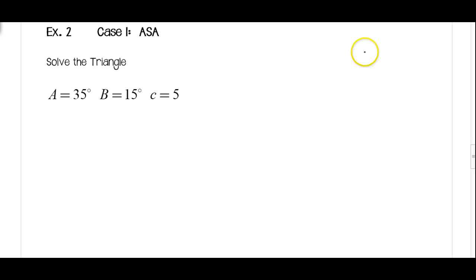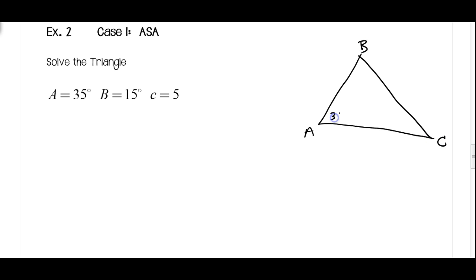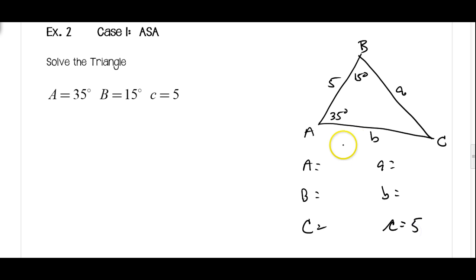We want to solve this triangle. Again, I'm going to draw my generic triangle. I've got A and B and C, and I've got 35 here, side A across from that, 15 here, and side C is 5, and here's side B. So I'm going to make my chart of answers, to help keep me organized. And I've got C is 5, A is 35 degrees, B is 15 degrees.